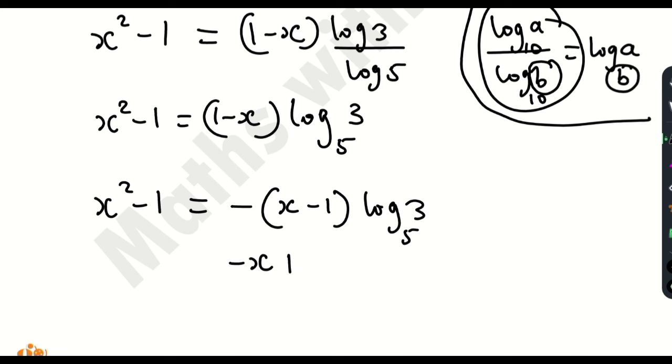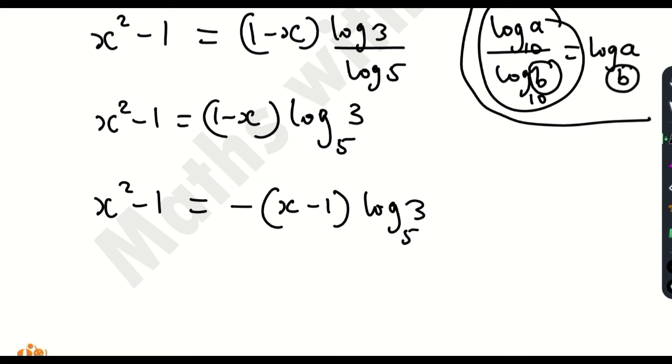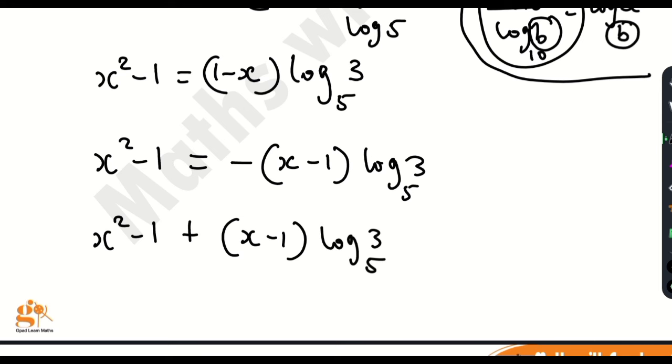So let's continue. Now, what do I do next? I'm going to move this to the left-hand side. If I do that, I'm going to have x squared minus 1 plus, in bracket, what? x minus 1. Remember, if you move the whole term to the left-hand side, you have to change the sign. That's why from minus, it became what? Plus. So that's what? Log 3 base 5.